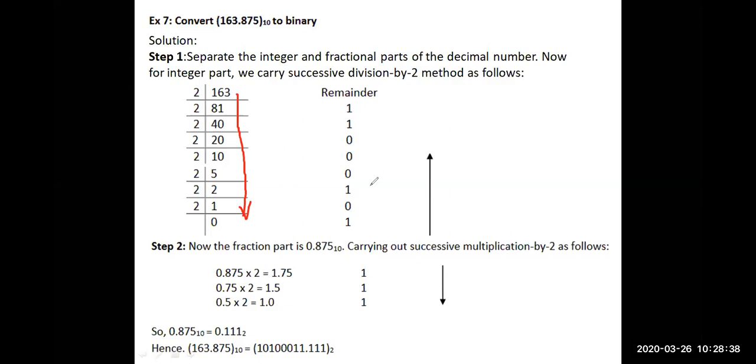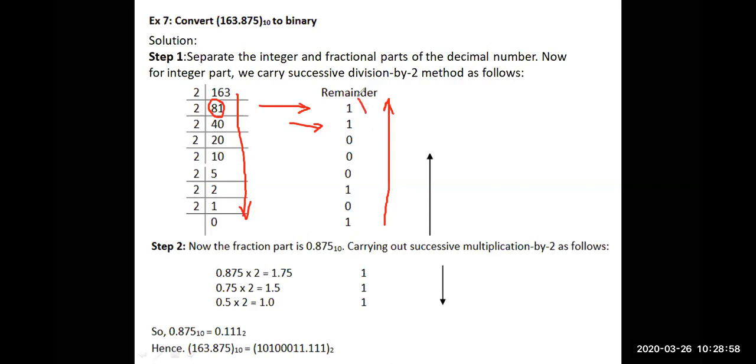We know how to find the remainder. 163 divided by 2, we get the answer 81, and so on. The same thing is followed, and finally we get the remainder values like this, and we have to write down these remainder values from bottom to top. This part converts our integer part into binary. So we just have to write down these numbers, 10100011. This gives us the conversion of the integer part into binary.